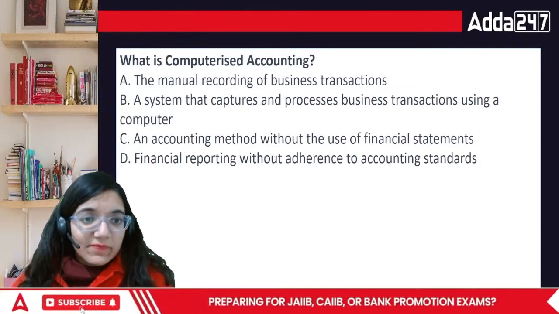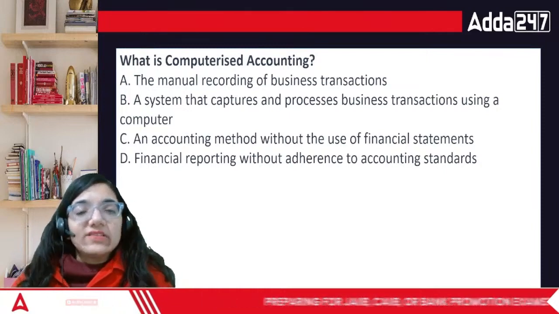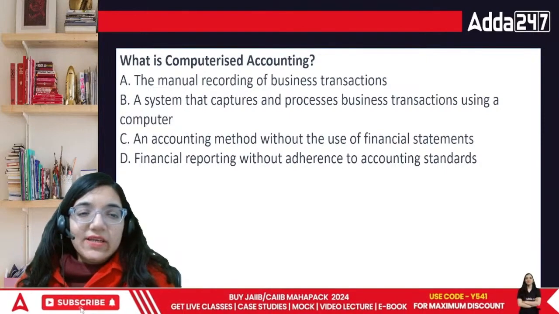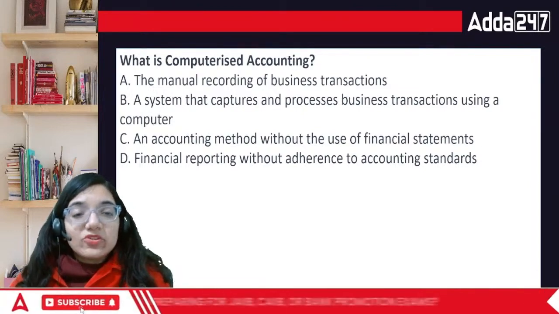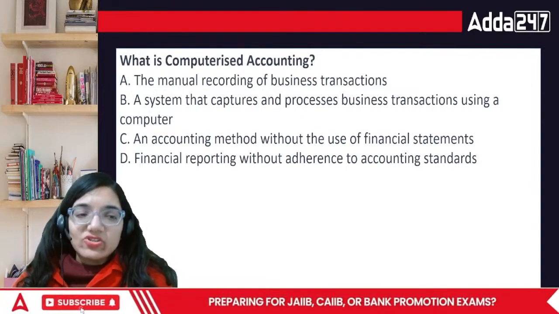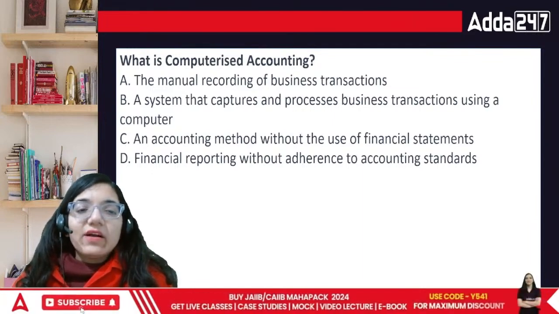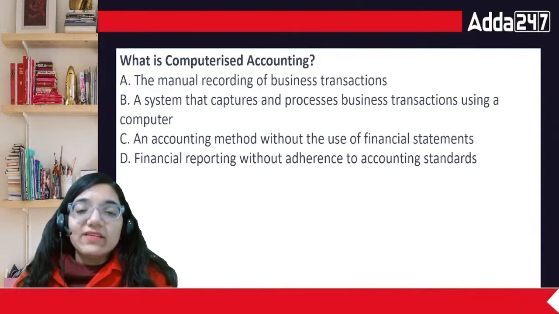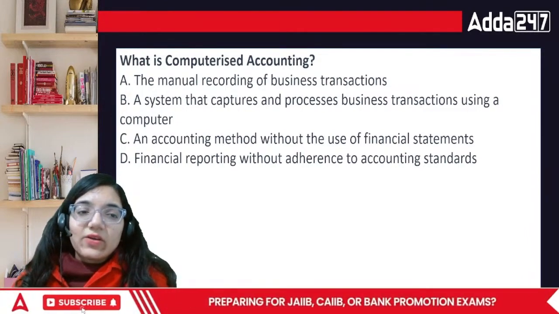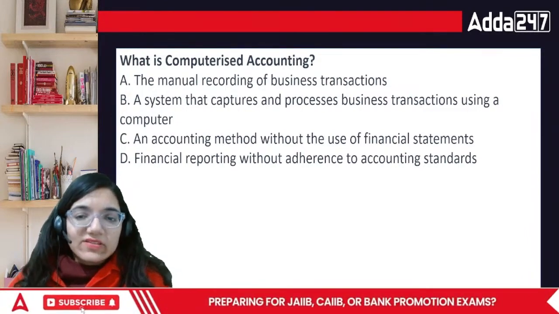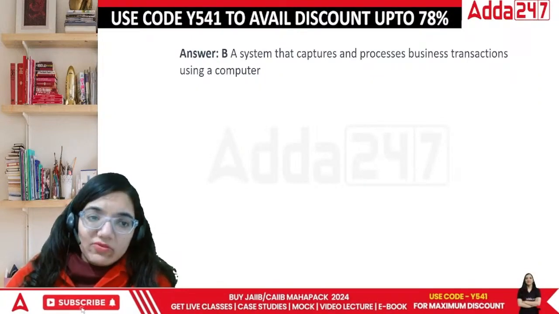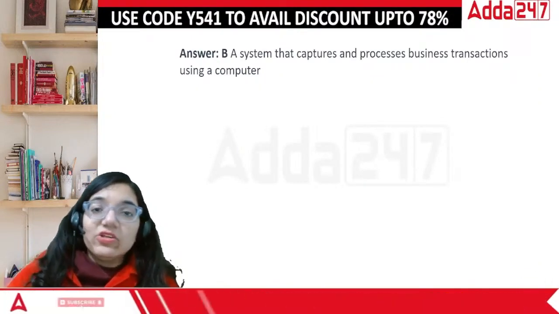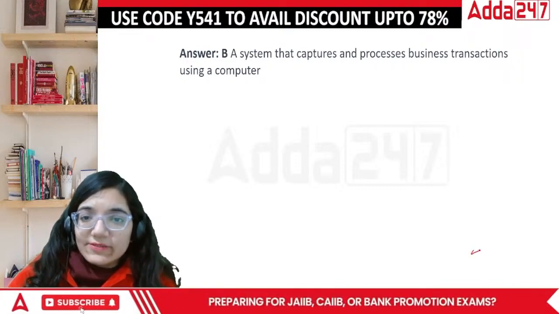If it's all computerized, how can we recheck it? Another important point. Then, what is a computerized accounting? Here comes the first question. It's a manual recording for business transactions. It is basically a system that captures and processes business transactions using a computer and accounting method without the use of financial statements or financial reporting without adherence to accounting standards. Okay, when we talk about this area, computerized accounting is basically the accounting which is totally working using a computer, where we are talking about using it for the business, and it is required.